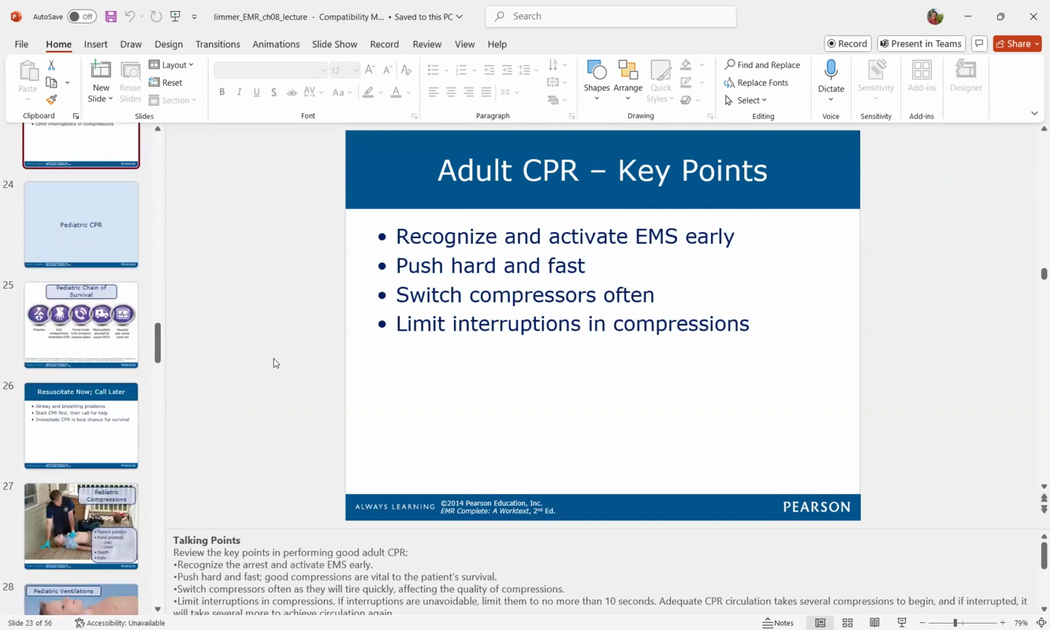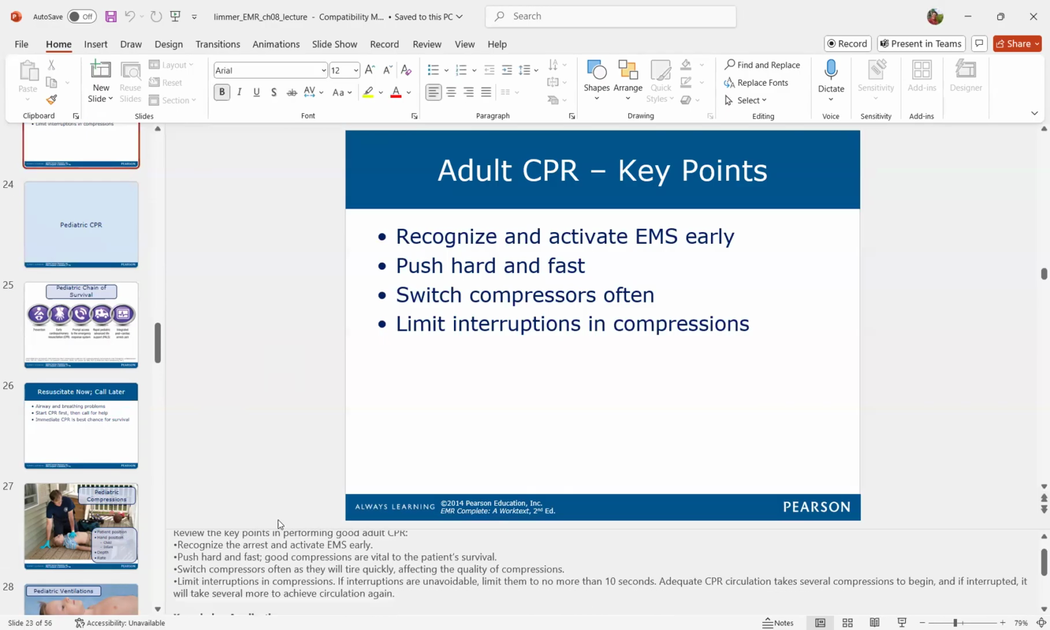Recognizing and activating EMS early, some key points: push hard and push fast, 100 to 120. Switch compressors often. We try to do that every 2 minutes. And limit interruptions in compressions. We're trying to limit these to 10 seconds or less. Adequate CPR circulation takes several compressions to begin, and once we interrupt it, it takes more to achieve that again. So the fewer interruptions in compressions, the better. Just do our 30 compressions and 2 breaths, 30 and 2. We're going to keep that going as long as we can.